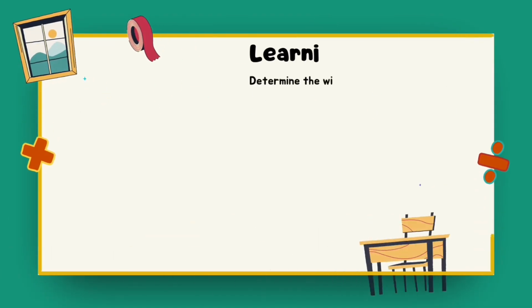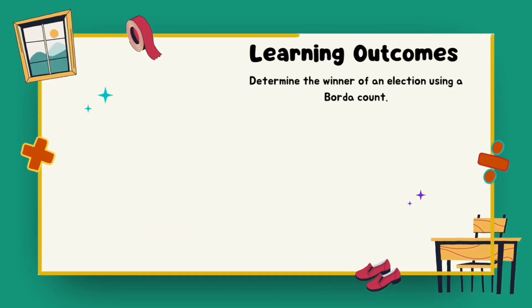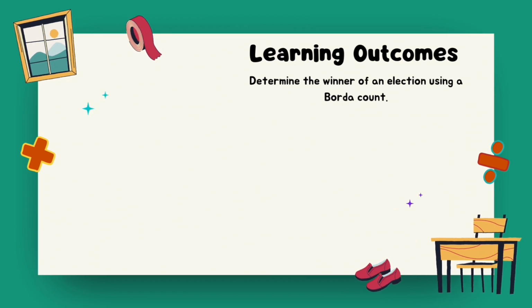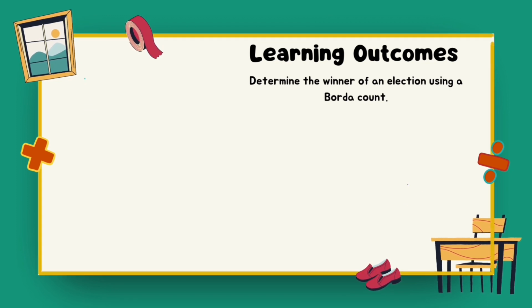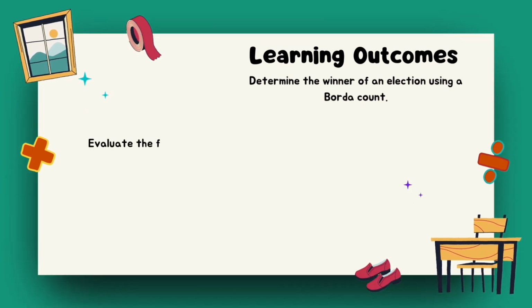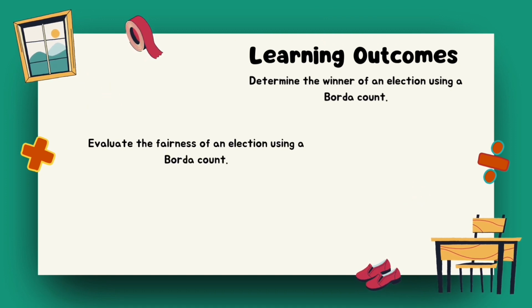In this video, you will determine the winner of an election using a Borda count, a simple and versatile voting system that takes into account voter preferences. Next, evaluate the fairness of an election using a Borda count. Develop the ability to evaluate the fairness of an election conducted using the Borda Count method, considering factors such as voter participation and candidate representation.